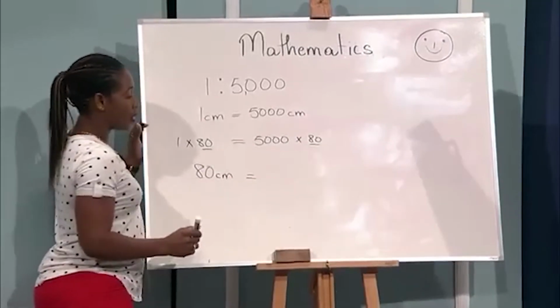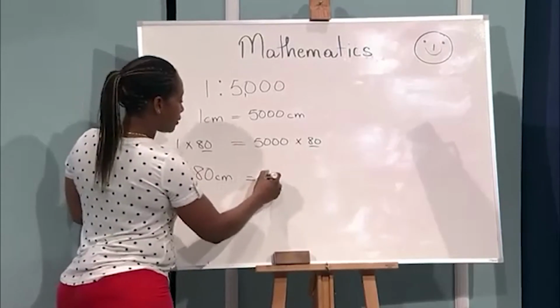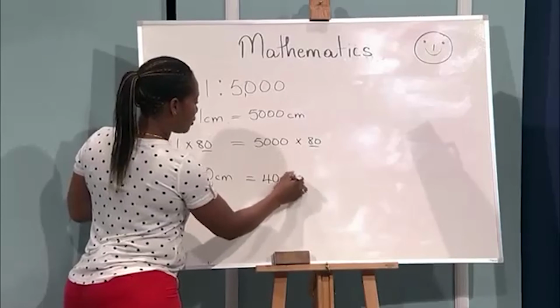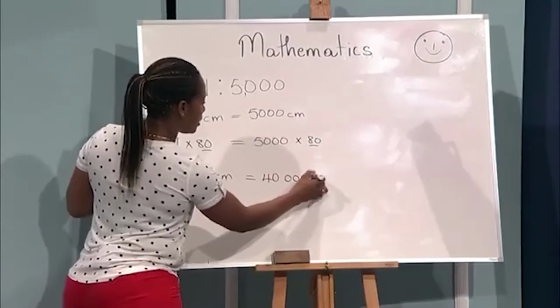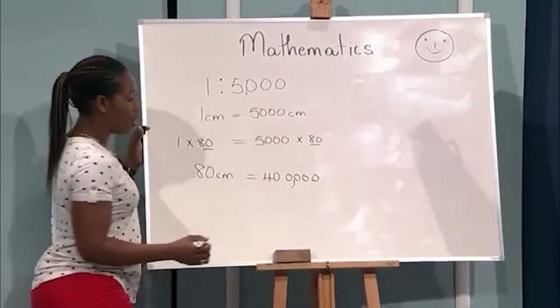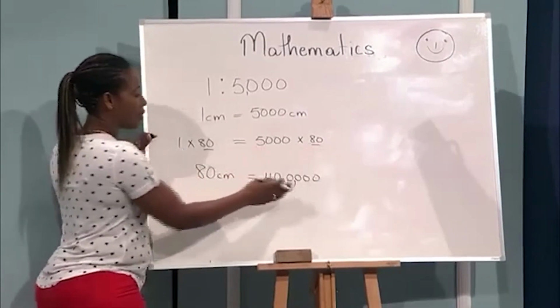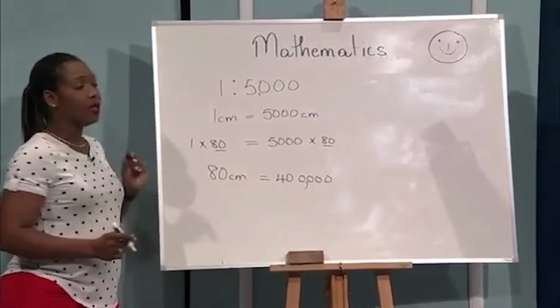All right. So 5 times 8, that's 40. And we'll put back all of my zeros that I have up there because it's like I'm multiplying by thousands. So that should be 400,000. So what we're saying, 5,000 multiplied by 80 gives me 400,000. 80 centimeters equal 400,000. Now look at your options.